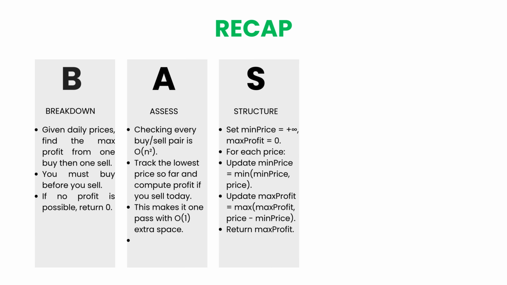The plan is built around a simple loop with two trackers, one for the minimum price so far and one for the best profit so far. Each day, you decide whether the current price becomes your new best buying point, or whether selling today would improve your maximum profit. This step-by-step process naturally discovers the best trade without needing nested checks.